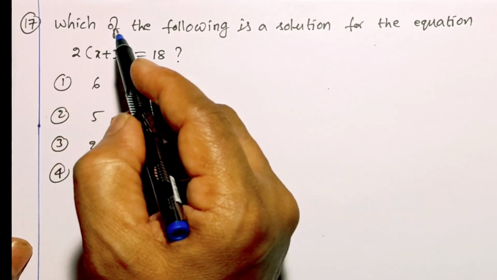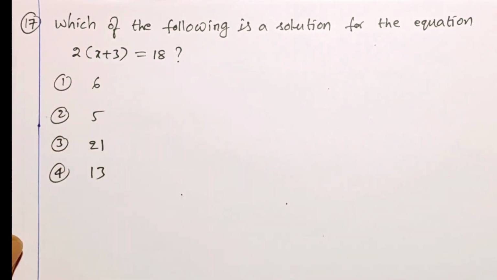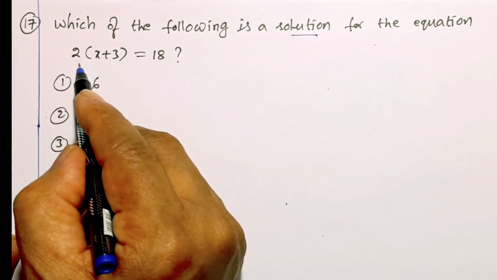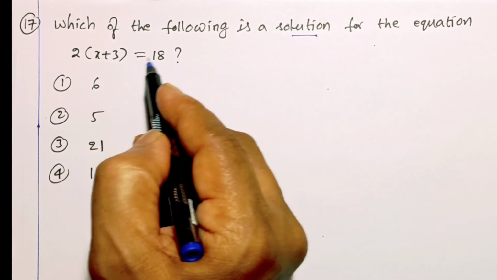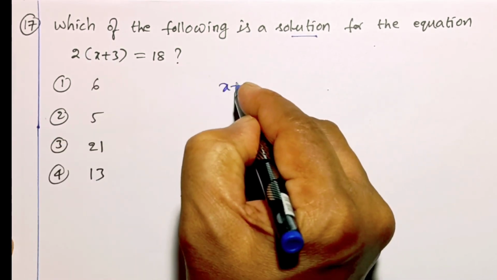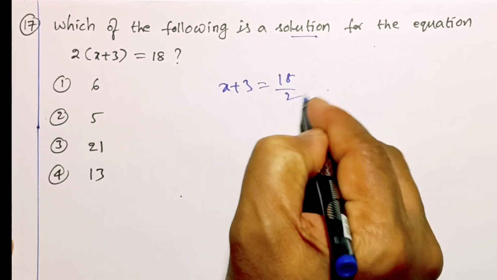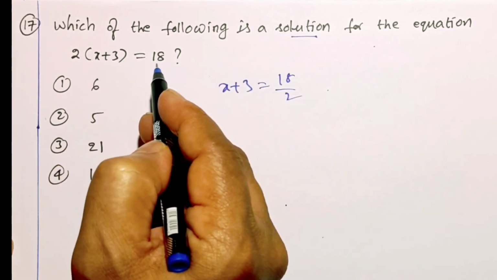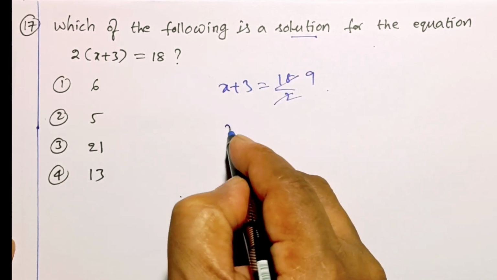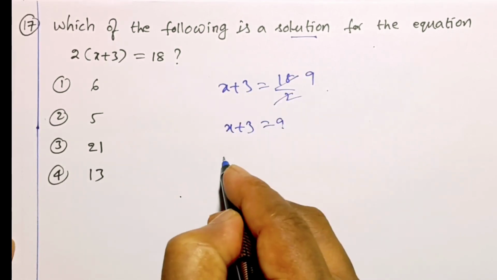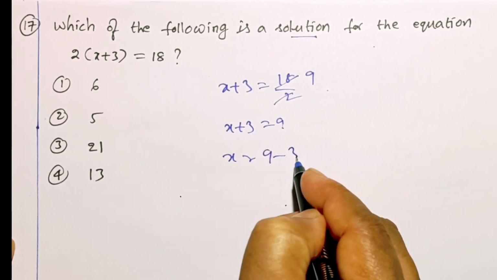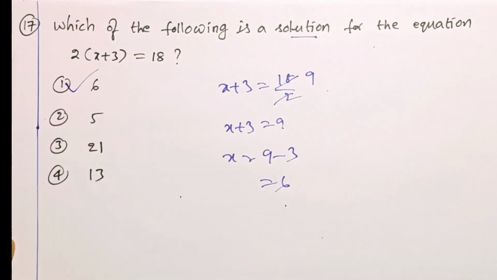Question number 17. Which of the following is a solution for the equation 2 into x plus 3 equal to 18? So here x plus 3 is equal to 18 by 2. 2 multiplies this side, and when it comes this side it divides 18. 2 goes how many times? 9 times. x plus 3 equal to 9. x equal to 9, and the plus 3 comes this side and becomes minus 3. 9 minus 3 equal to 6. Option 1 is the right answer.